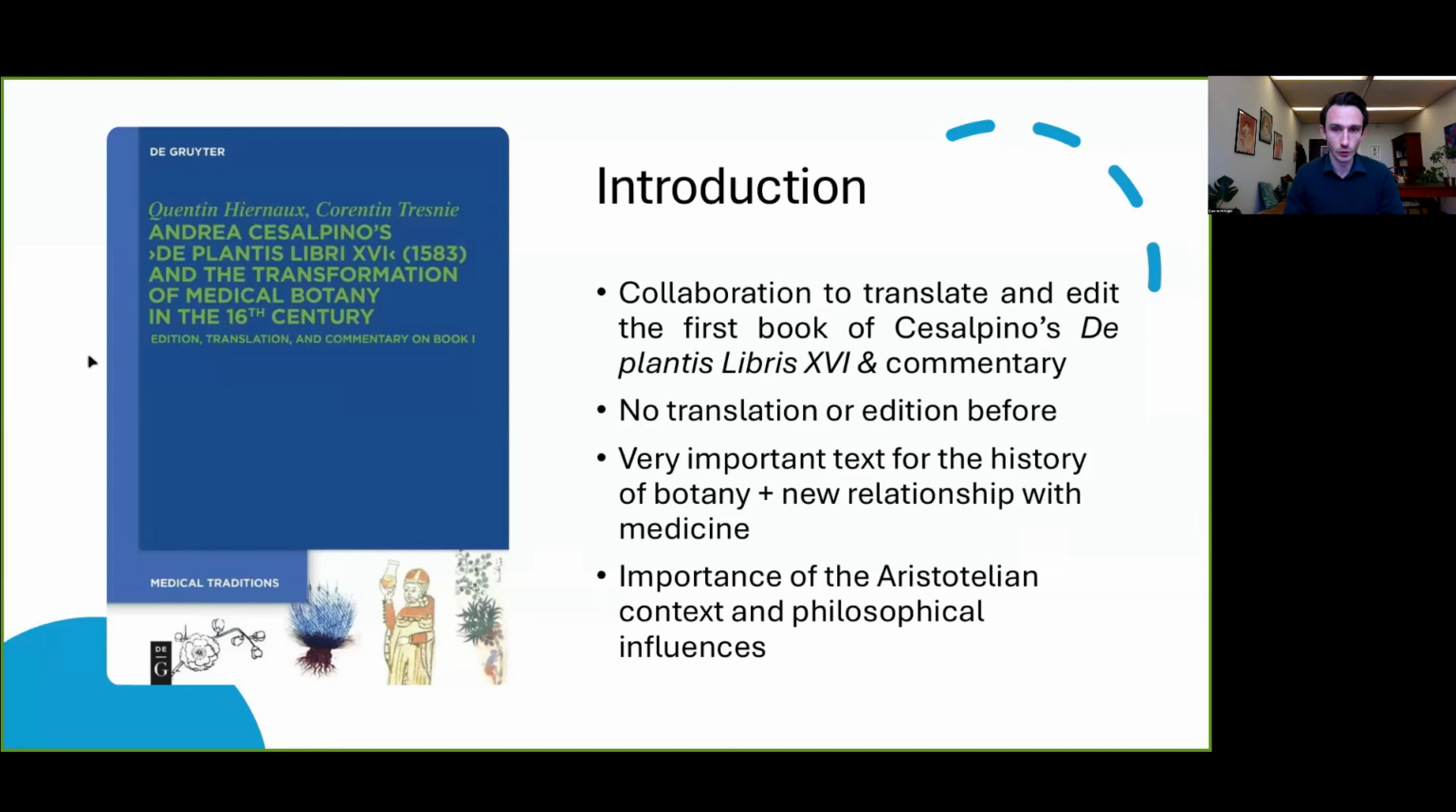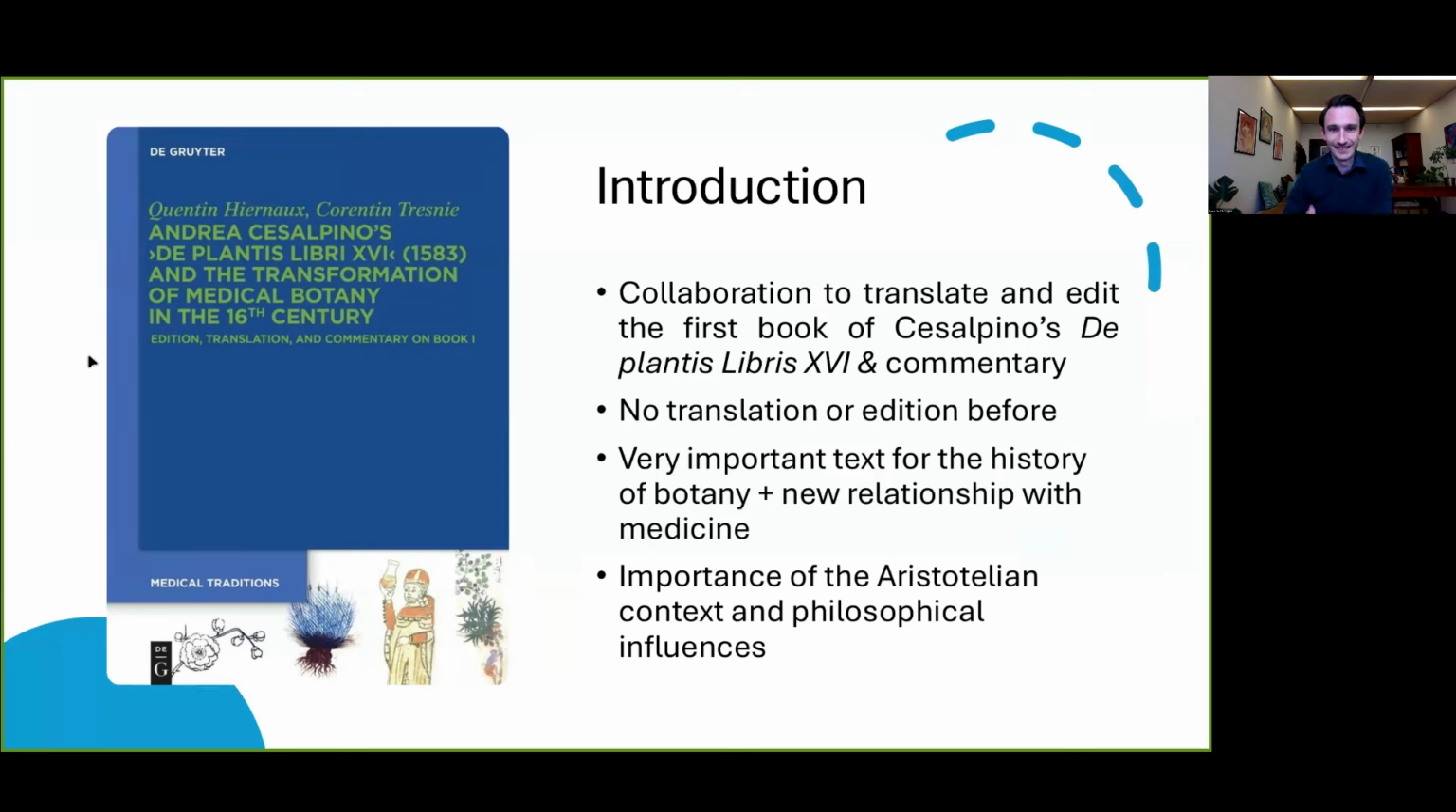There was no translation at all, or no edition in any language other than the original Latin edition that was available. So we thought it was very important to publish and translate this book, very important regarding the history of botany. And also because, in the topic of the research center today, it develops a new relationship with medicine that was in rupture with what was made before. And as philosophers, it was also important for us to work on the Aristotelian aspect and context of Cesalpino's science, and especially his botany.